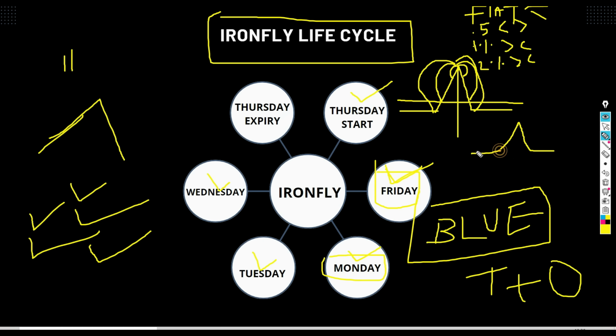This is your Ironfly. Let's say Friday the market opens flat. It went 2.2 to 0.2% up, 0.2% up, and it ends here. What do you have to do, friends? Simple. Don't even think about any naked call option. That's it. What you have to do is the reverse buying.